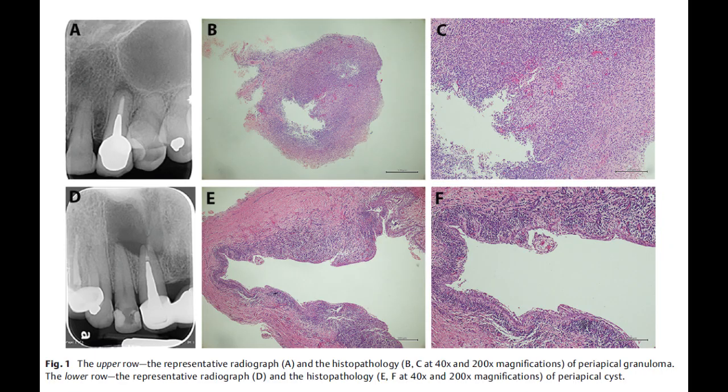For the radiographic appearance, the periapical cyst group had a higher prevalence than the periapical granuloma group in multiple teeth involvement, well-defined margin, and partial or full radiopaque rim, and the lesion size of the periapical cyst group was commonly larger than 1 centimeter.